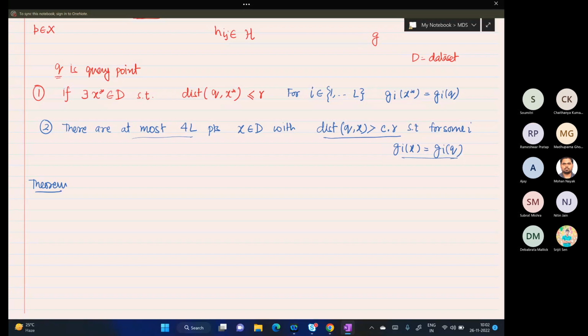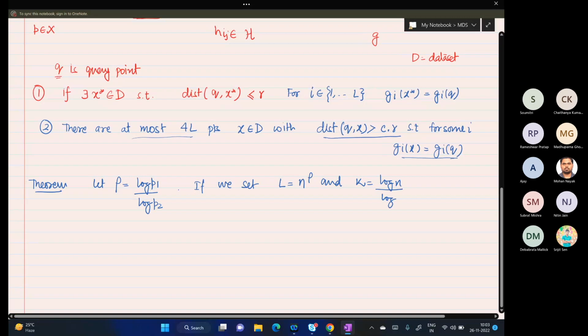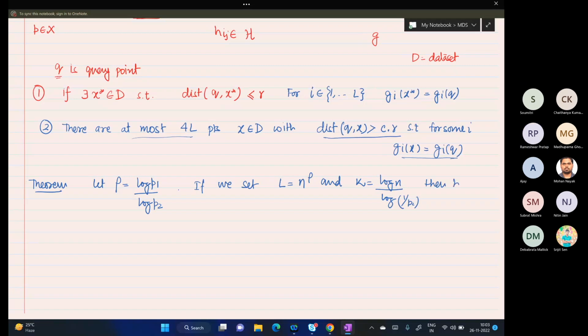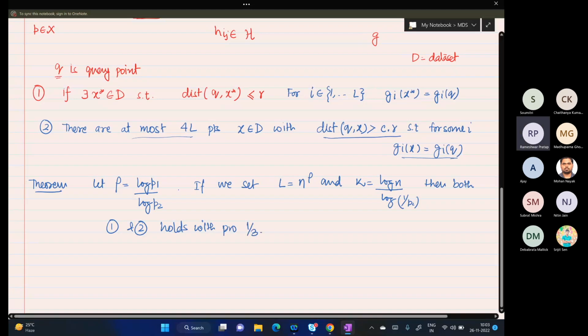if we set, say, L as n raised to power rho and k as log n upon log 1 by p2, then both 1 and 2 hold with probability 1 over 3. Right.